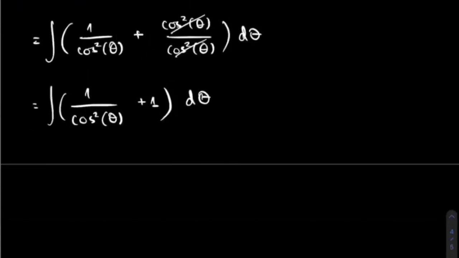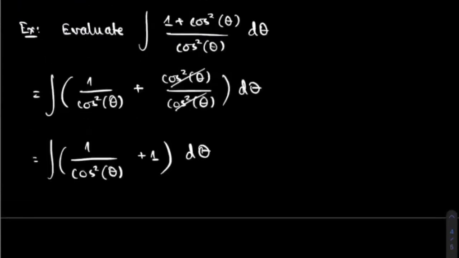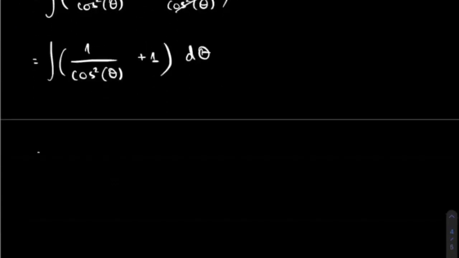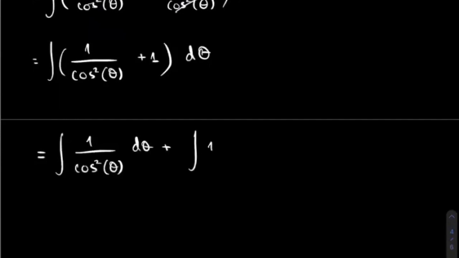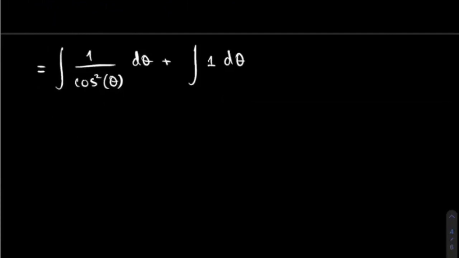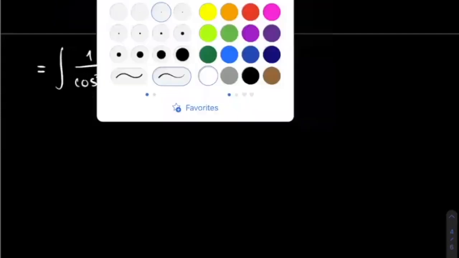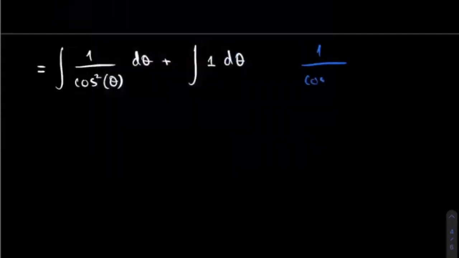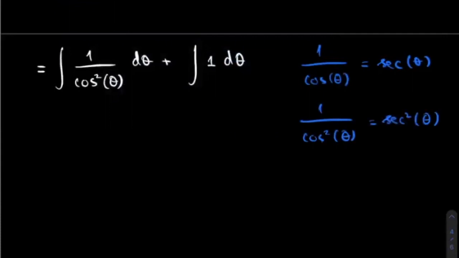Right. So from this point, you can see that the integral of the sum is the sum of the integral. So you have the integral of 1 over cosine squared theta d theta plus the integral of 1 d theta. The integral of 1 d theta is simple enough. The antiderivative is equal to theta. But for the first integral, if you recognize, go back to pre-calculus, right? A side note here, 1 over cosine theta is equal to secant theta, or 1 over cosine squared theta is equal to secant squared theta.